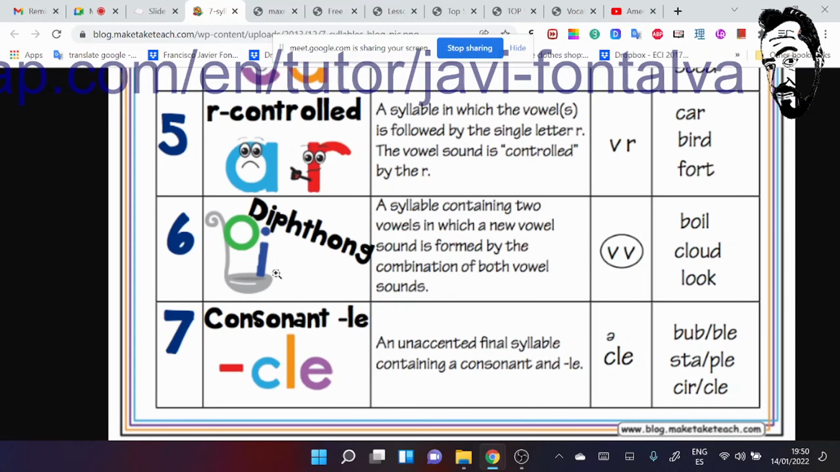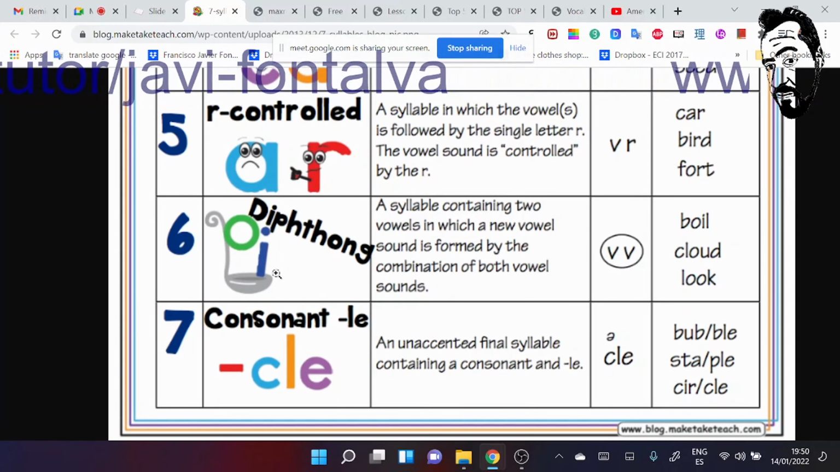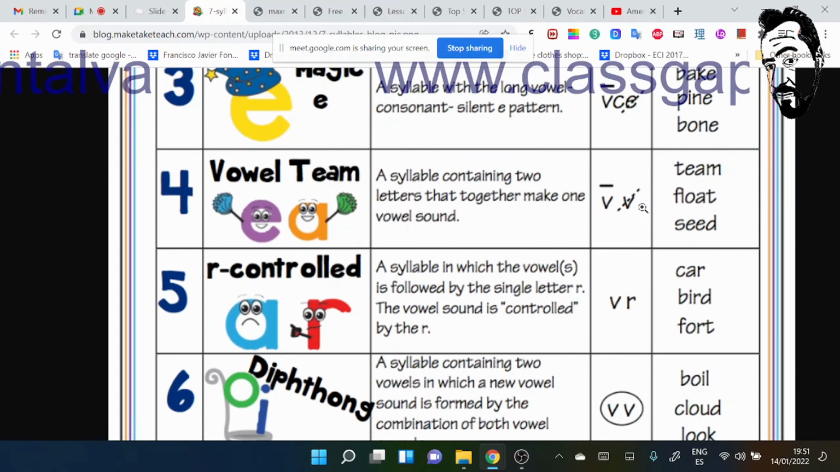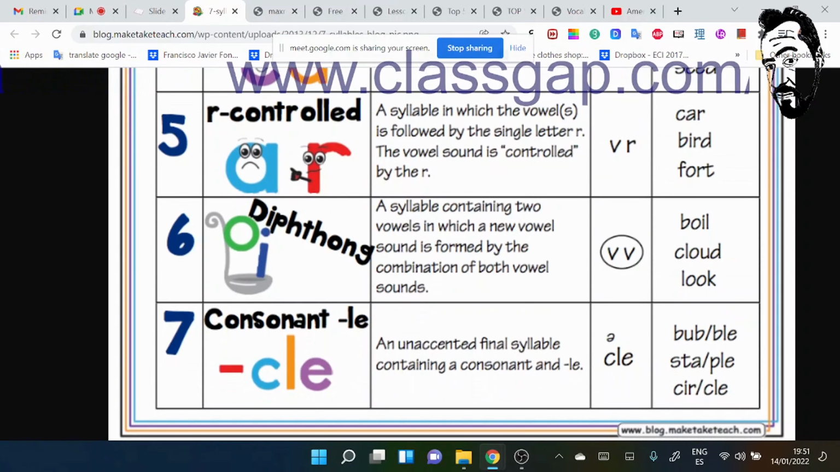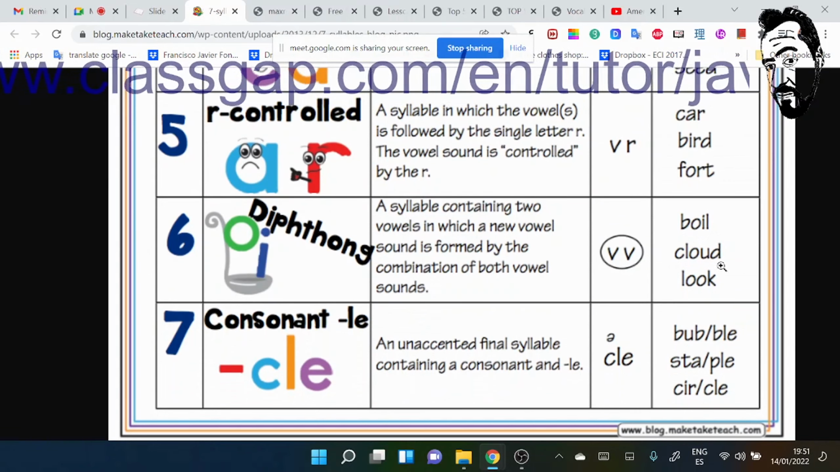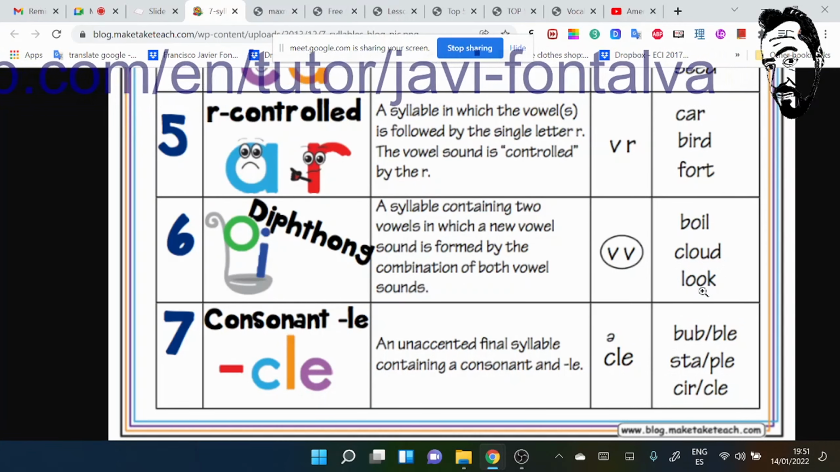Okay, diphthong. We have to talk about this. This is when you have two vowels, but it doesn't follow this rule. It has a new sound. So for example, here we say boil, here we say cloud, and here we say look. We need to talk about diphthongs.